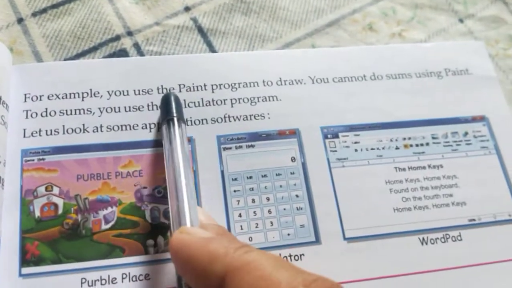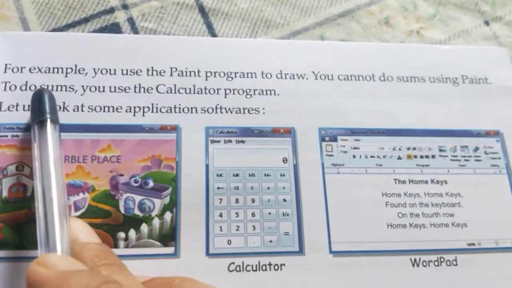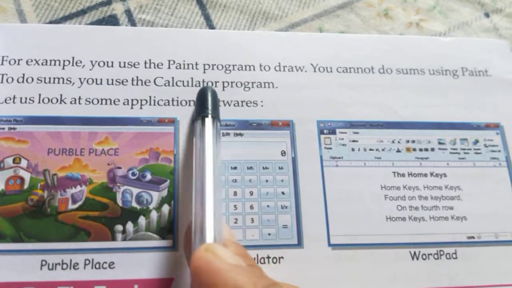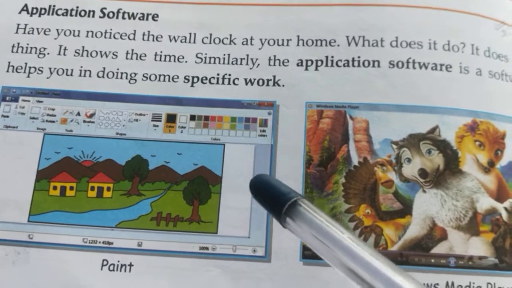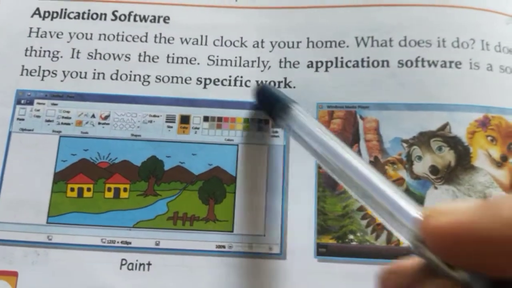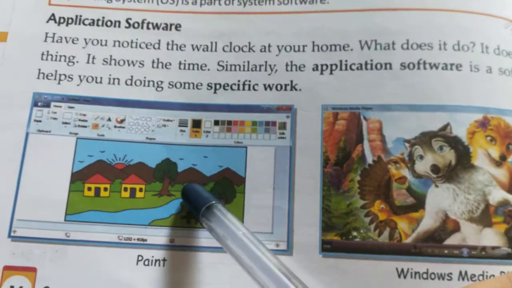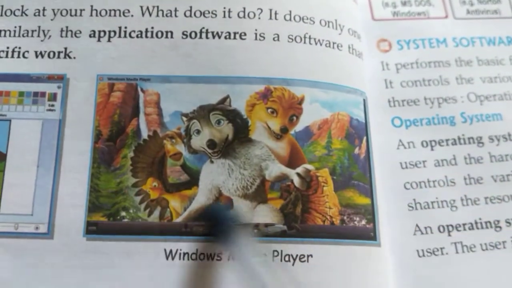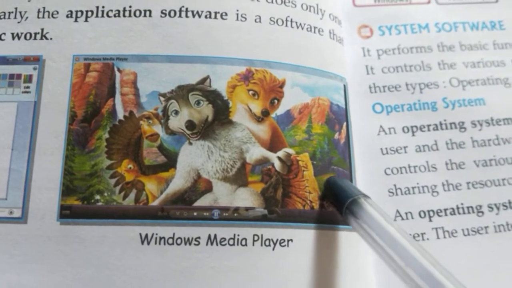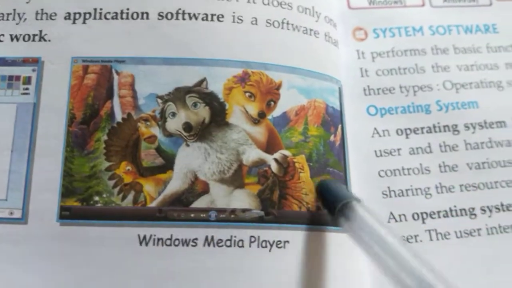For example, you use the Paint program to draw. You cannot do sums using Paint. To do sums, you use the calculator program. So, if you want to draw or paint in a computer, you use a Paint program. You cannot do it in any other software. Similarly, if you want to watch videos, you are going to use Windows Media Player. With the help of this software, you can play videos in your computer.